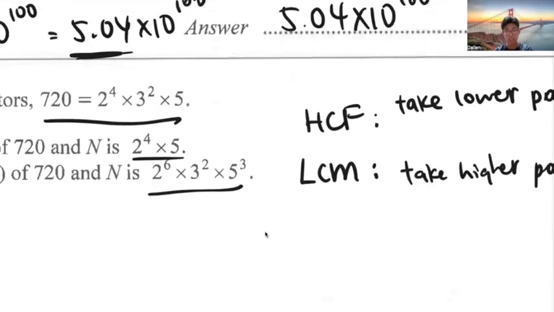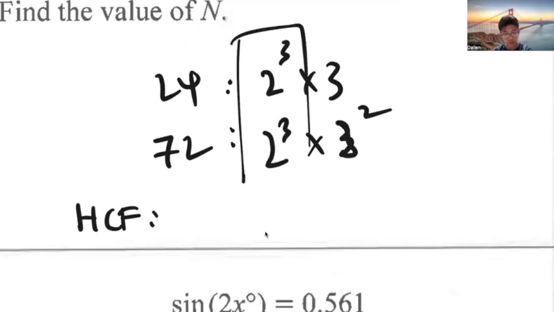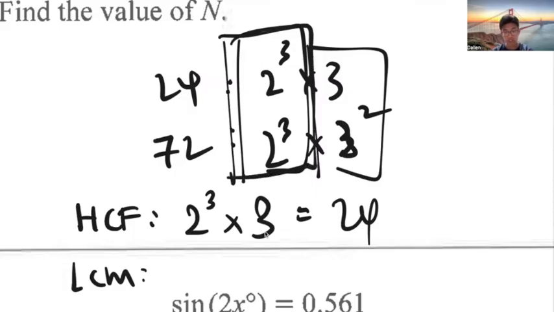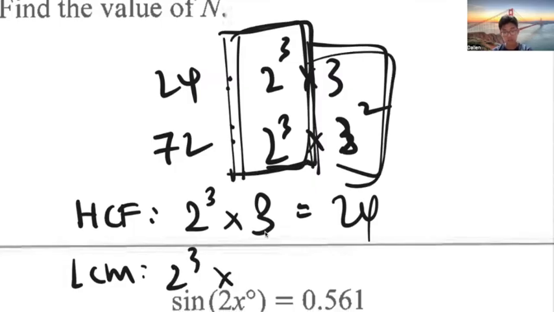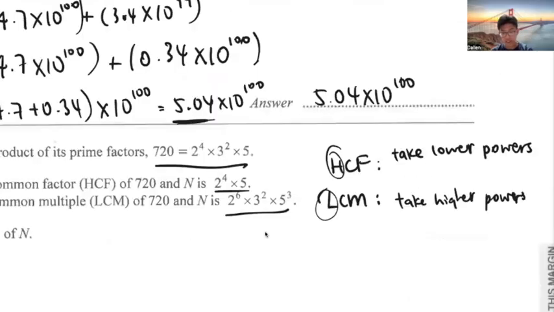Okay, so think of it as the opposite. Highest common factor, take the lower one. Lowest common multiple, take the higher one, okay? So for HCF, these two are the same, so just take this one, the lower one. So the highest common factor is 24, which makes sense, right? Lowest common multiple, take the highest one, so 2 cubed and 3 squared. Okay, so 3 squared times 2 cubed, 72, which makes sense, right? Okay, so that's the idea.